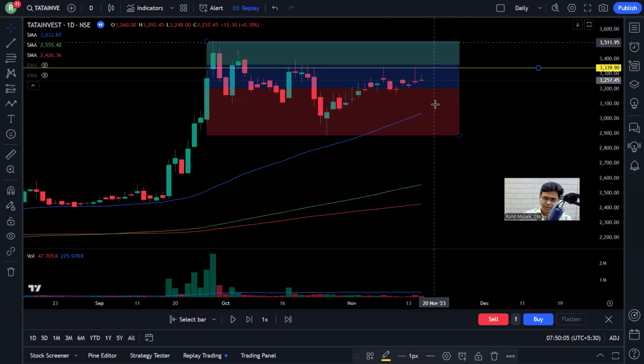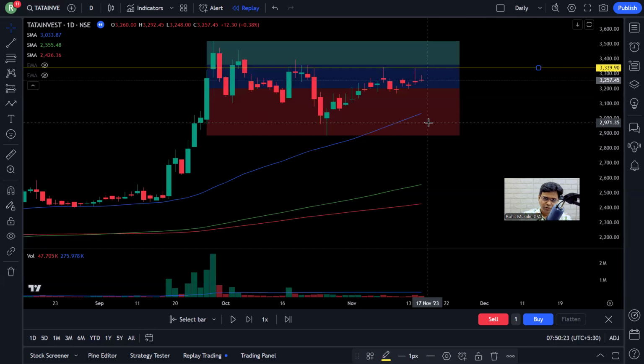I have divided this entire base into 4 quarters. The green zone is the first quarter, the blue zone is the second quarter, and the red zone is the bottom 2 quarters, which is the lower half of the base. So I don't want to buy a stock where the buy point is in the lower half of the base.